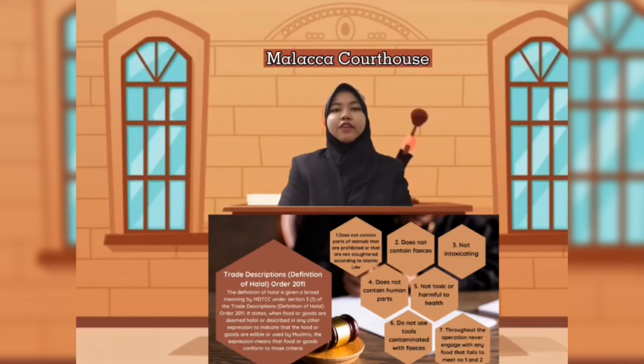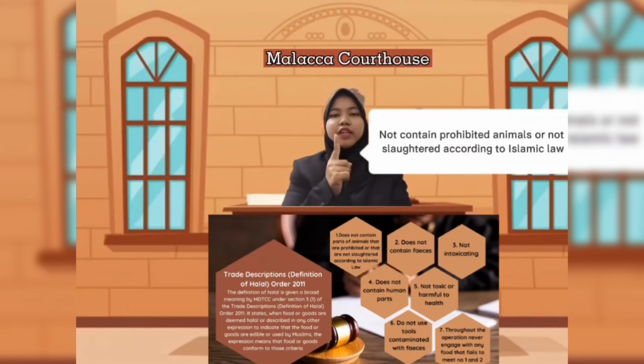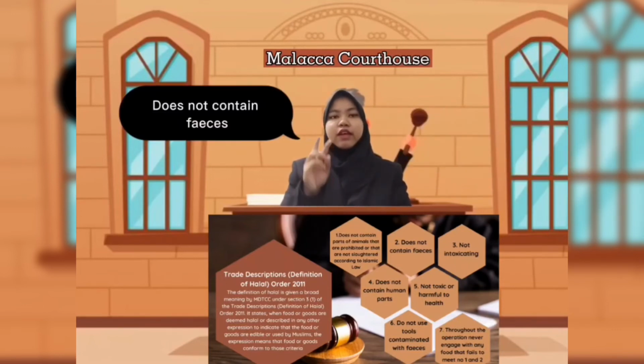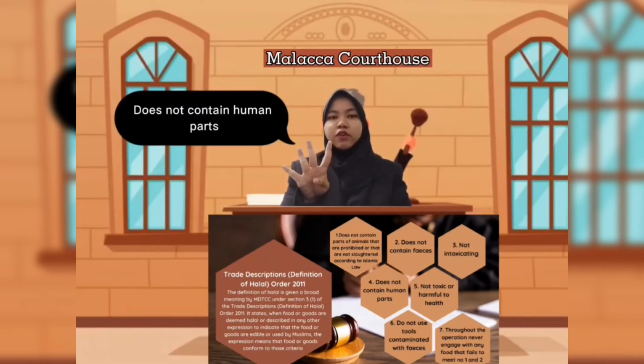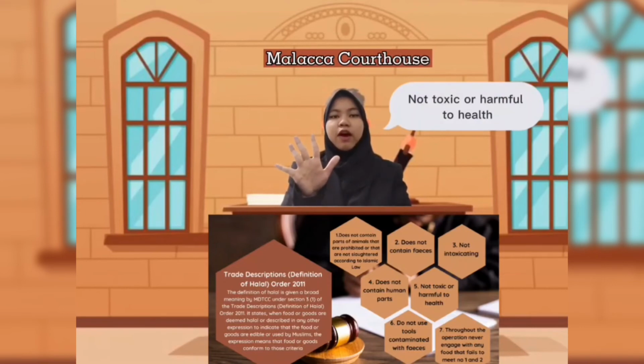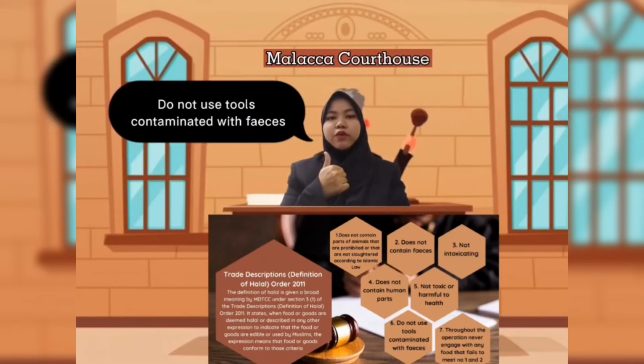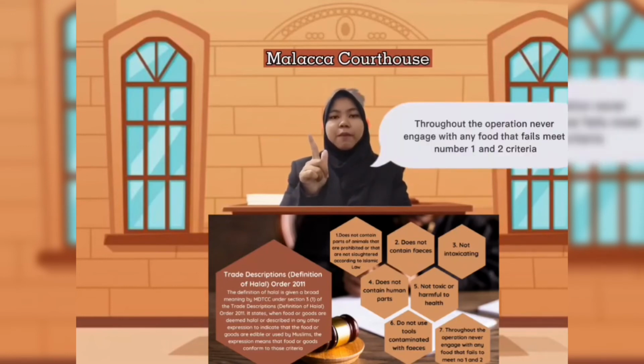The definition of halal is given a broad meaning by MDTCC under Section 3(1) of the Trade Description Definition of Halal Order 2011. It states that when food or goods are described as halal, or in any other expression indicating that the food or goods are edible or may be used by Muslims, the expression means that the food or goods conform to these criteria. First, does not contain parts of animals that are prohibited or that are not slaughtered according to Islamic law. Second, does not contain feces. Third, not intoxicating. Fourth, does not contain human parts. Fifth, not toxic or harmful to health. Sixth, do not use tools contaminated with feces. Seventh, throughout the operation, never engage with any food that fails to meet numbers 1 and 2.